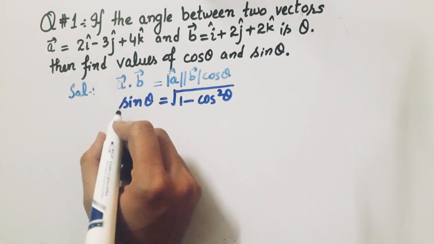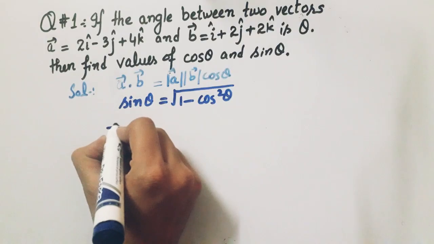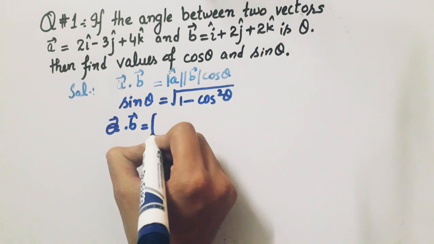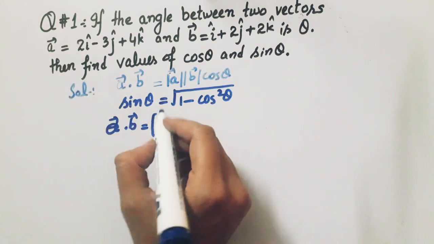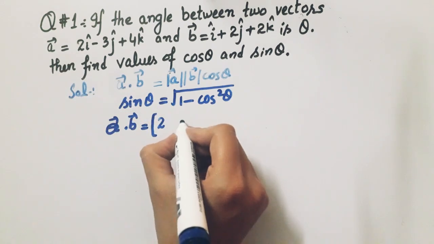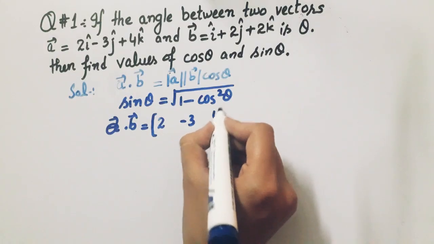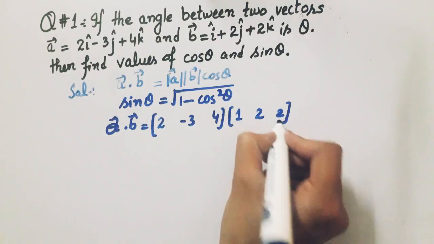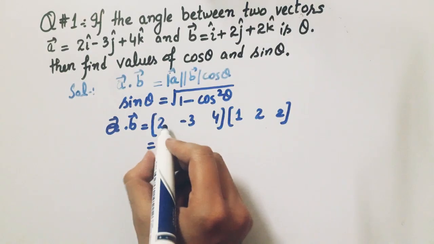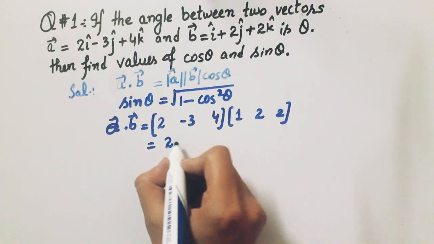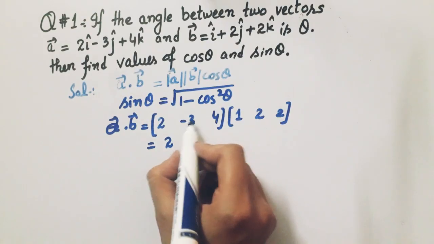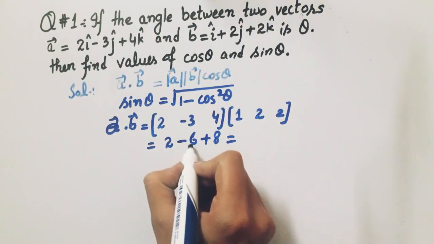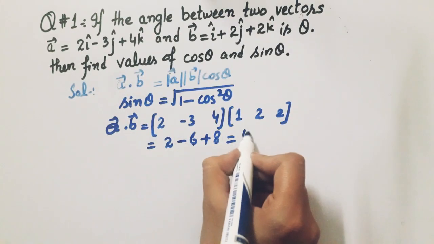First of all, we will take the dot product of A and B. So A dot B is equal to, first we write vector 1, that is 2, minus 3 and 4, and the other is 1, 2 and 2. Now the dot product of this will be equal to 2 into 1 is 2, then minus 3 into 2 is minus 6, plus 8. So 8 minus 6 is 2, and 2 plus 2 is 4.